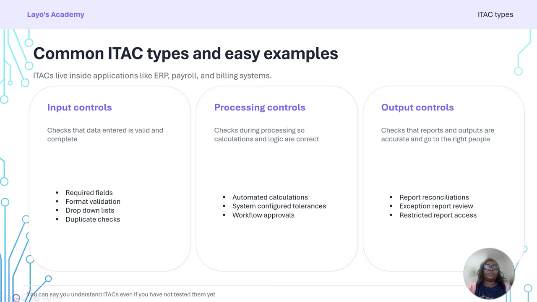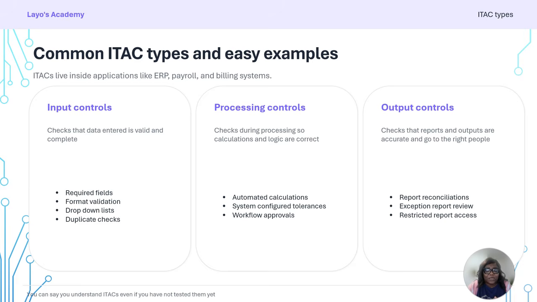Okay. Then when we talk about ITACs, here are some very simple examples of IT application controls. ITACs live inside the applications like ERP, payrolls, billing systems. Okay, so some of the examples of ITACs: maybe an application that is preventing a user from submitting a form if required fields are missing. That is a very simple example of ITAC. Sometimes you want to submit a form and it will not allow you to complete it because you didn't fill some required fields. Or maybe a system is automatically rejecting duplicate invoice number.